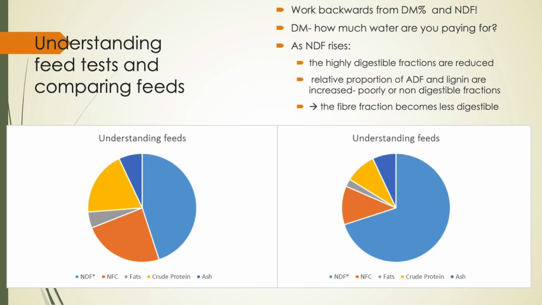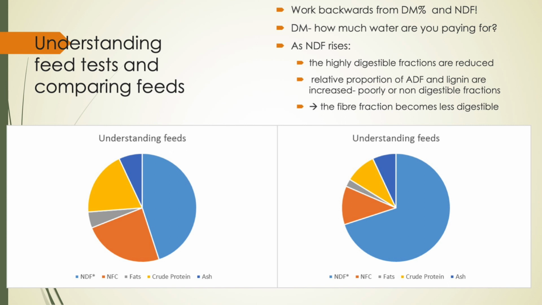Because it gets more lignin per unit of NDF as that NDF goes up, all right? But if you think about it, your bucket has 5 ingredients in it, and that always has to add up to 100%. We'll always work backwards from that NDF, and that'll give you a pretty good indication.